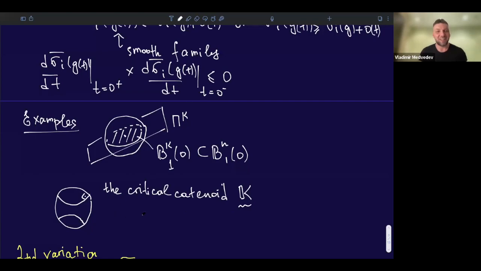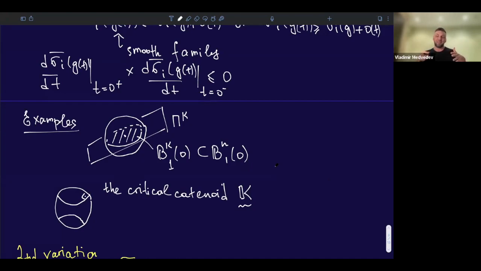You can also find another example, a non-orientable example of a free boundary minimal surface in the unit ball. But unfortunately, I cannot make a picture of it, because this surface lives in 4 dimensions, so it's impossible to picture it.